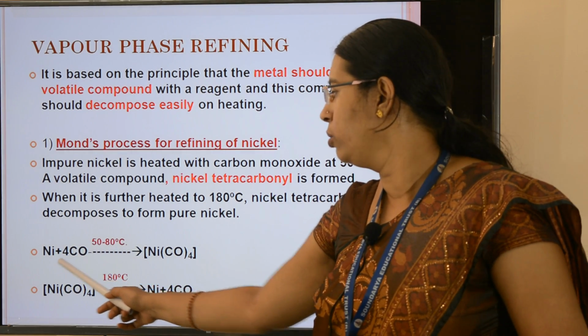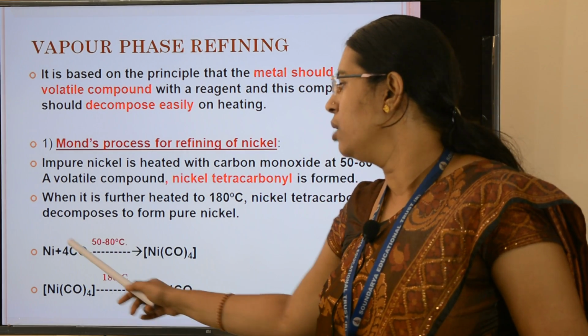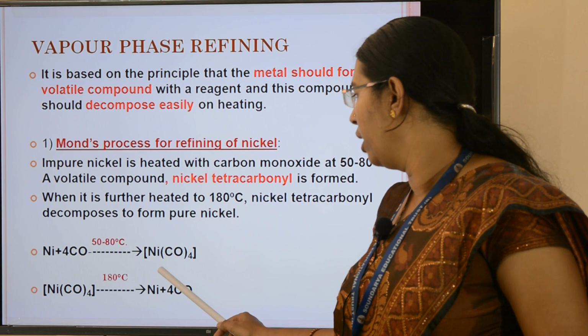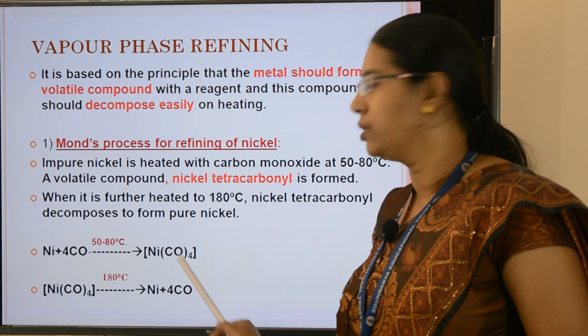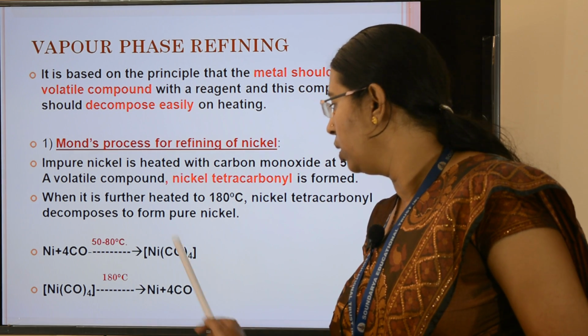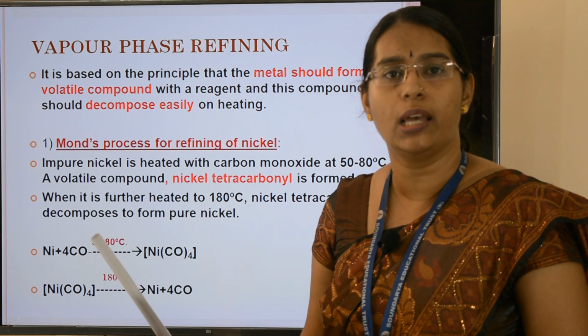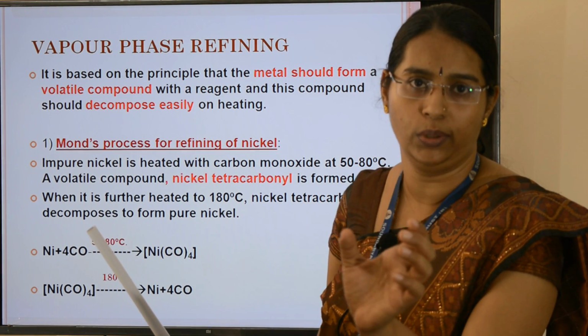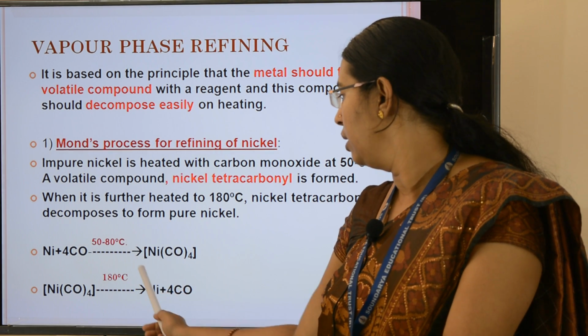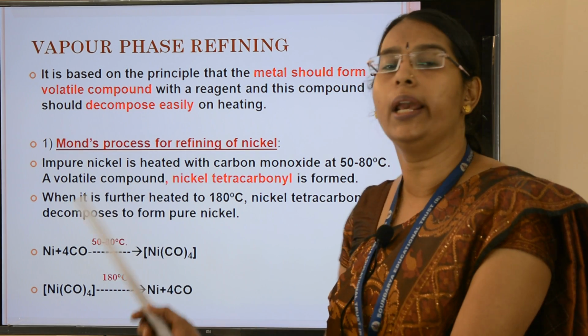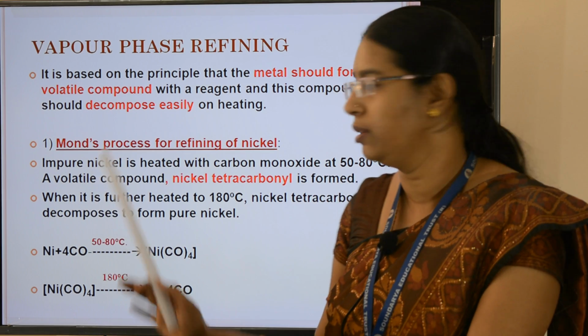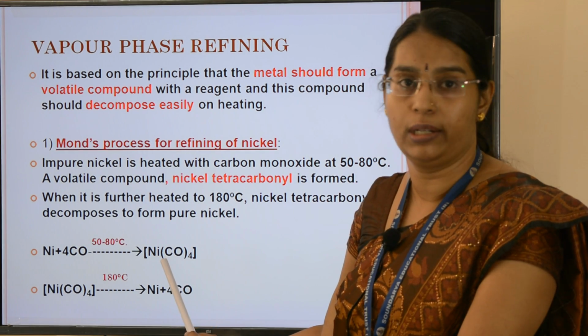The reaction is also important. Ni plus 4CO gives Ni(CO)4. Within the square bracket only you have to write it, which indicates that it is a coordination compound. So here a coordination compound, nickel tetracarbonyl, is formed in the first step, which is highly volatile.